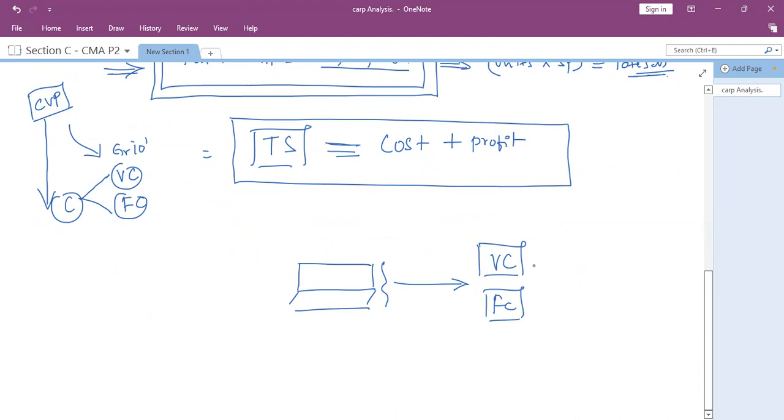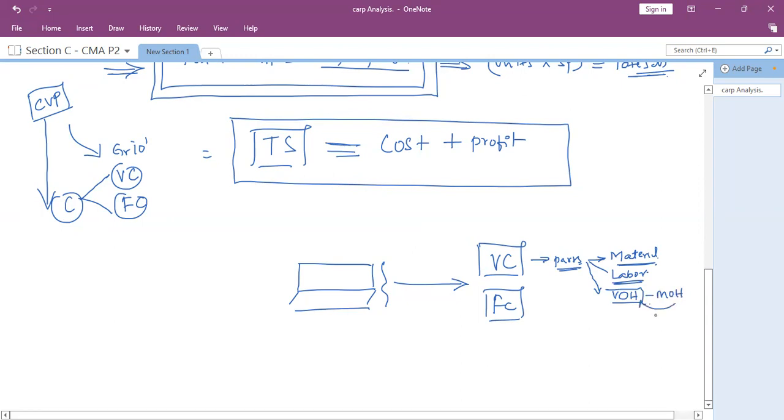Spare parts is variable. Labor. Shall we assume it as material? Yes, material. Then labor, correct? Then what? Overhead. Manufacturing overheads, variable overheads. Administrative overhead in that variable overhead. Selling and distribution variable, that is included in that one.